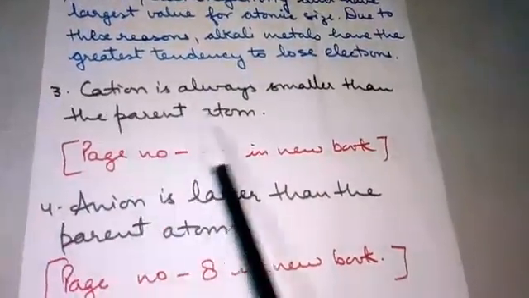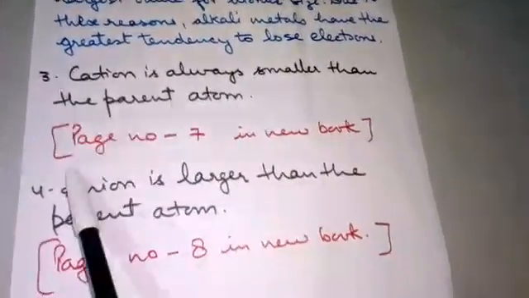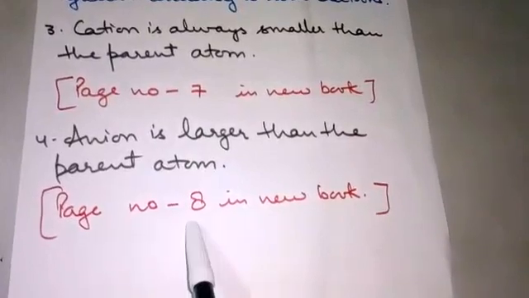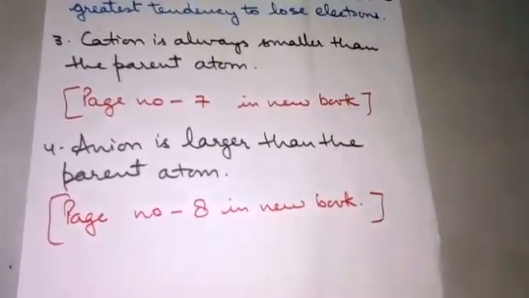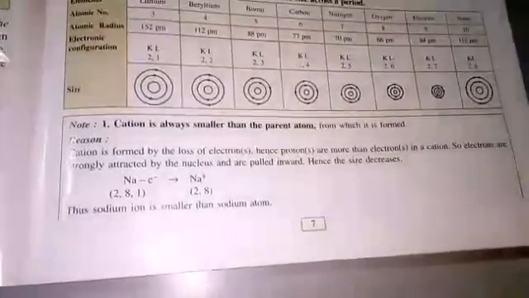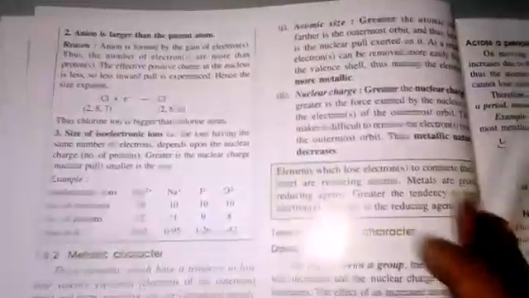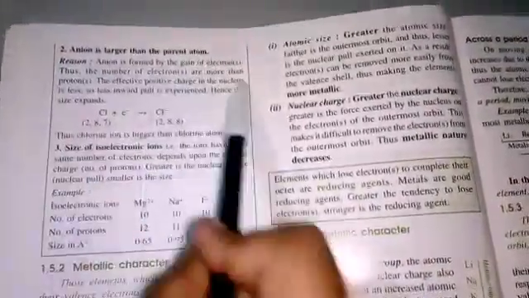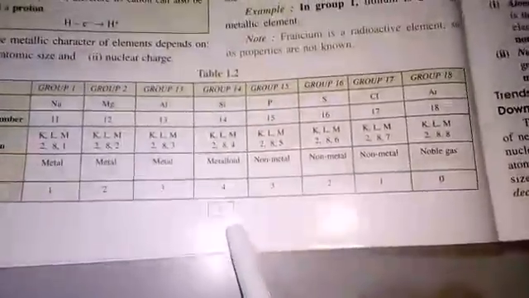Now third is cation is always smaller than the parent atom. This is on page number 7 in new book. And anion is larger than the parent atom. This is also on page number 8 in new book. I will show you the book. Now you can see this is page number 7, and here's the question and its answer. Okay, so you can write the answer from there. Now again, this is anion is larger than the parent atom. The answer is written over here. Okay, and you can see this is page number 8 of new book. So you write the answer from here.